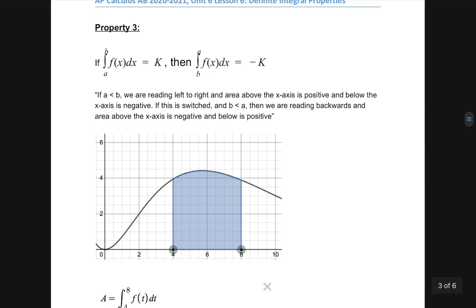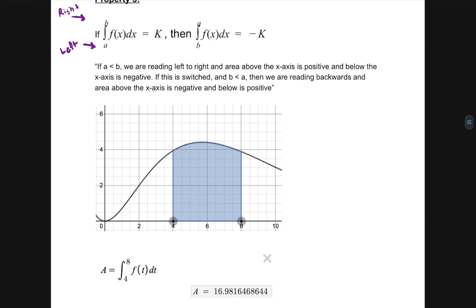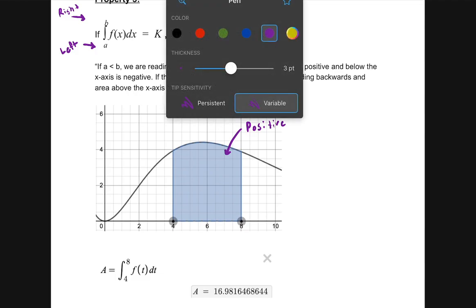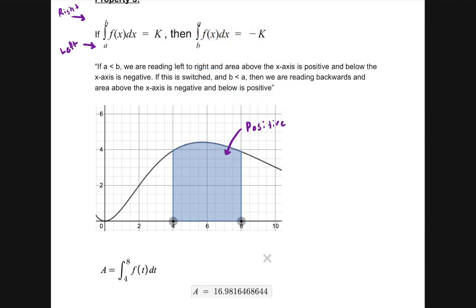Property number 3 is an interesting one. If your definite integral is set up, I'm going to use air quotes here, correctly, meaning that A is on the left and B is on the right, right? If A is less than B, so we go from 4 to 8 here, remember I said that if you are above the x-axis, then your area here is positive. If it was below the x-axis, it would be negative. However, it is not an ironclad rule that these have to go left to right.